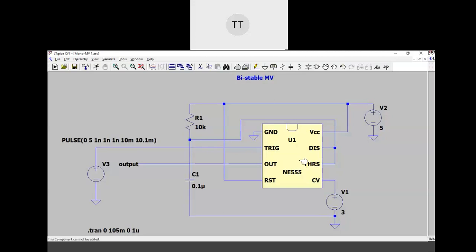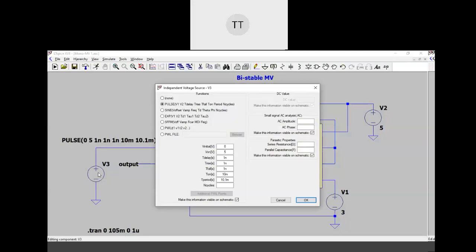It is very important that we properly give this pulse. Just have a look at the specification of the pulse. Can you write a pulse waveform for this? It says that initially it is 0, on it is 5 volt, there is a delay of 1 nanosecond, the rise time is 1 nano, fall time is 1 nano, on time is 10 millisecond, total period is 10.1 millisecond.